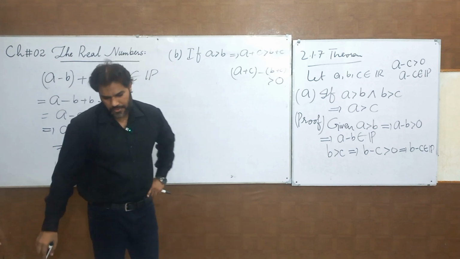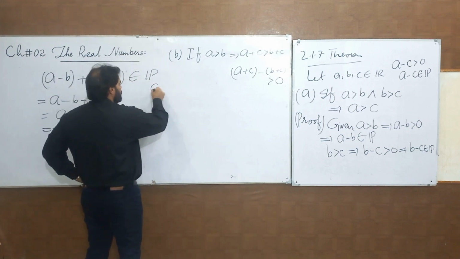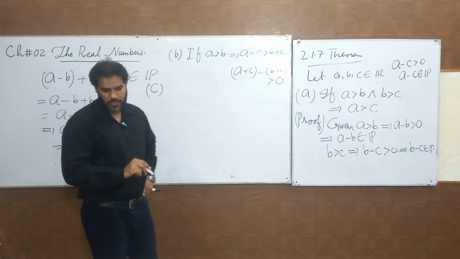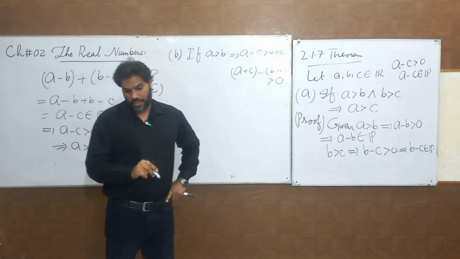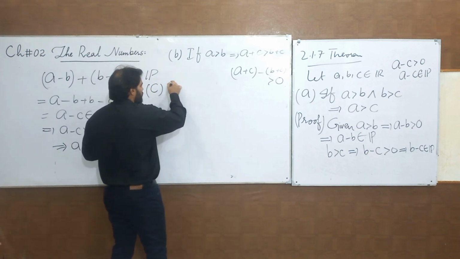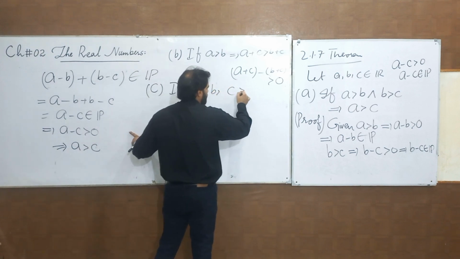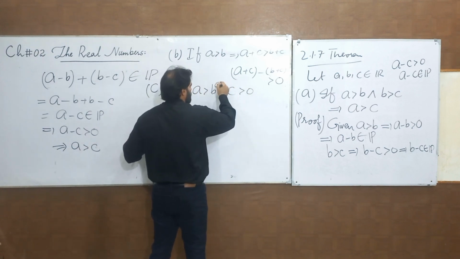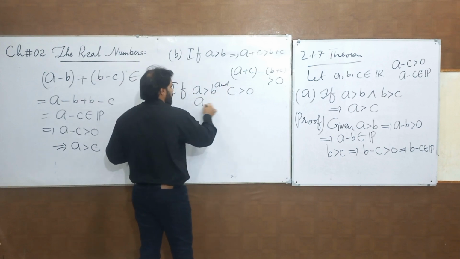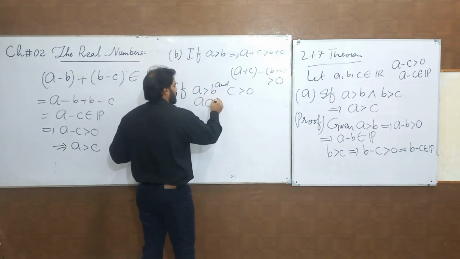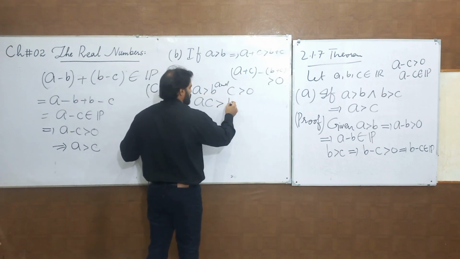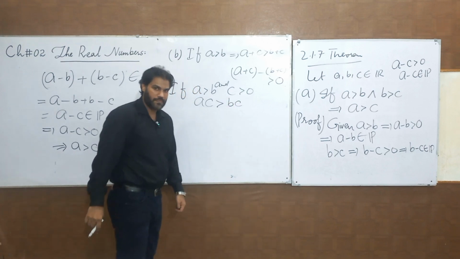In part C of this theorem, we have to show that if A is greater than B and C is also a positive real number, then if we multiply by C, the sign of the inequality will not change, and AC is greater than BC.